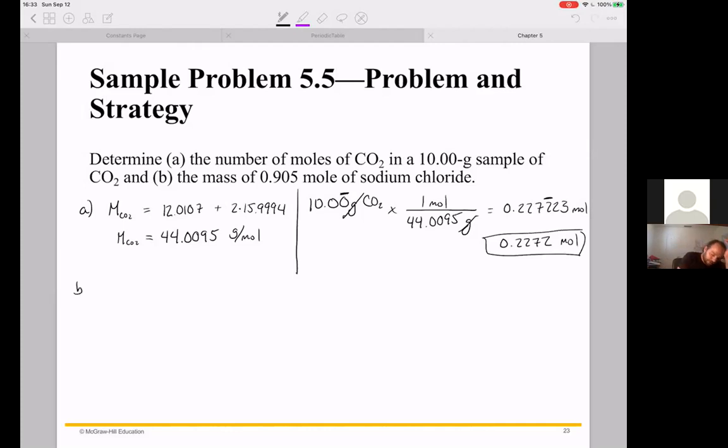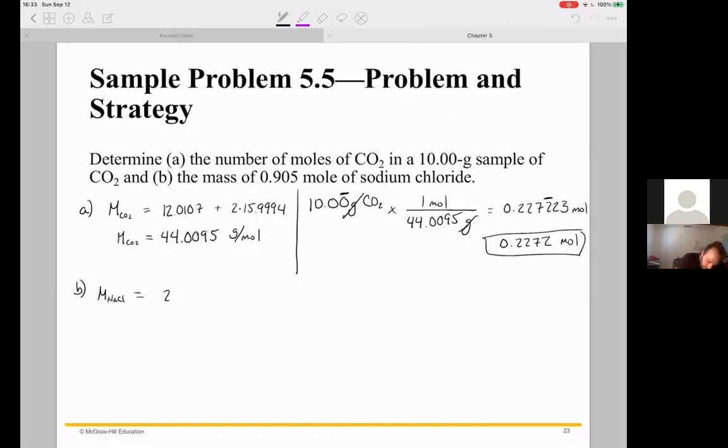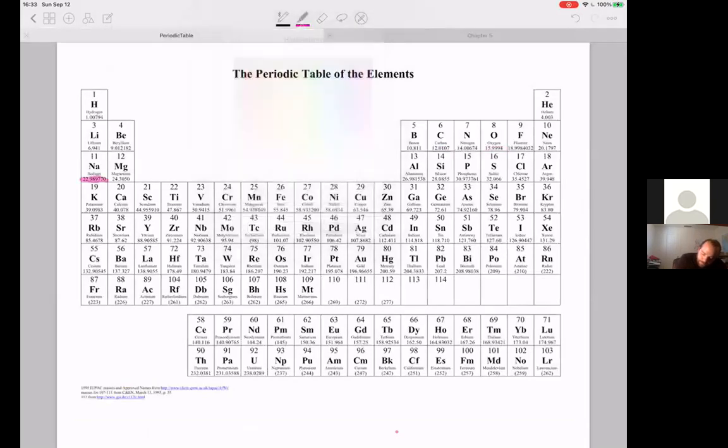Okay. What about if I wanted to go from moles of sodium chloride to grams of sodium chloride? Again, the first thing I'm going to have to do is figure out the molar mass of NaCl. I'm going to go and look it up for each one. The Na, that's the long one, if I remember correctly. Yeah, so 22.989770, plus the molar mass for the chlorine, which was 35.4527.